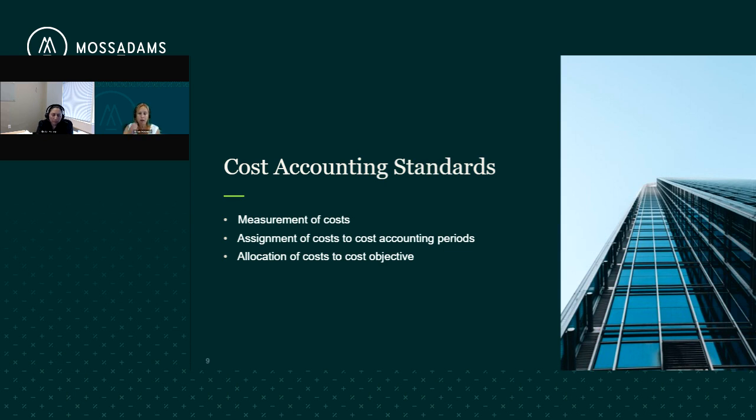The main areas that the cost accounting standards cover are the measurement of costs, so how are costs measured and calculated? The assignment of costs: what period does that cost relate to, and making sure it's assigned to the proper accounting period. And the allocation of costs: how are those costs allocated to contracts, making sure the contractor has a consistent methodology developed and is following it. Keep in mind that measurement, assignment, and allocation of costs are the three principles guiding all of the standards we're going to cover today.